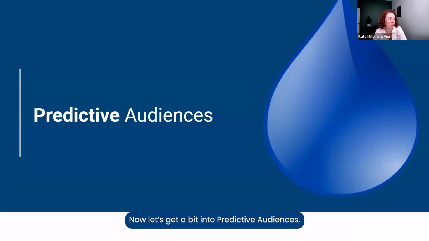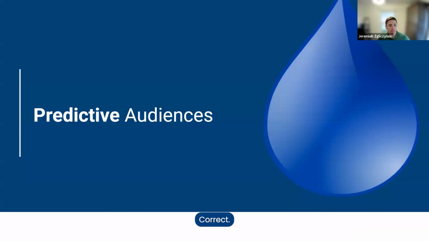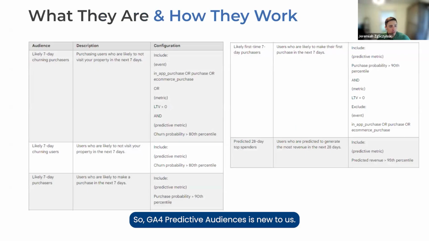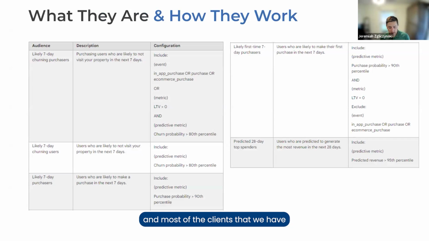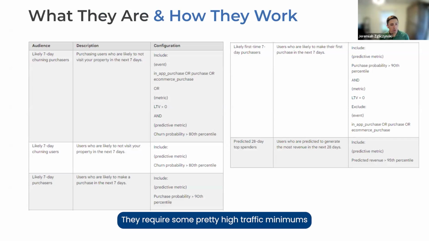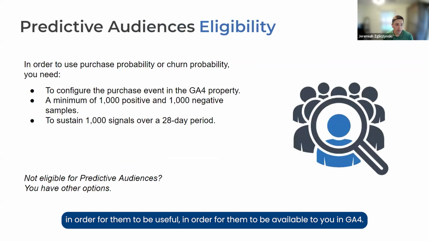And now let's get a bit into predictive audiences, which I think is one of the cool tools that GA4 has added in for all of the advertisers, right? Correct. So GA4 predictive audiences is new to us, was not around. I did not use it at all in UA, and it's really getting pushed as some new tool. There are several different audiences that are available to us out of the box, and most of the clients that we have actually don't have these available to them. They require some pretty high traffic minimums in order for them to be useful, in order for them to be available to you in GA4.